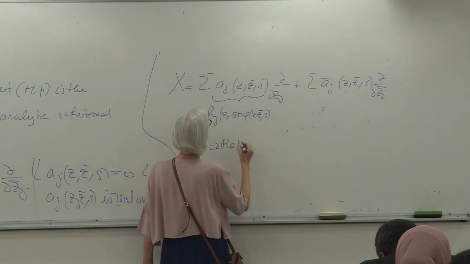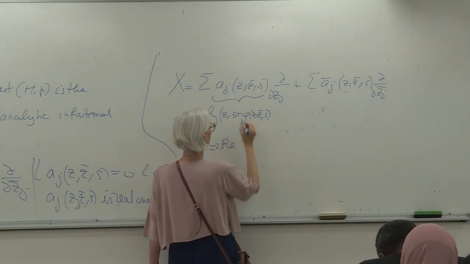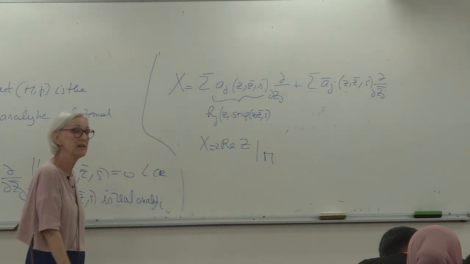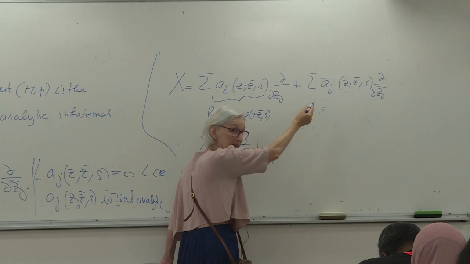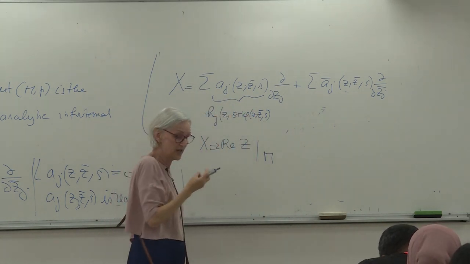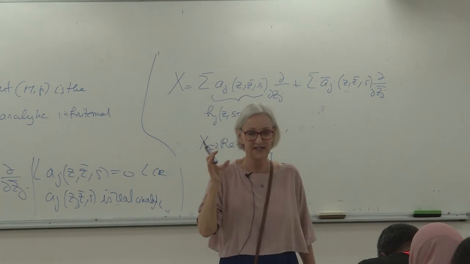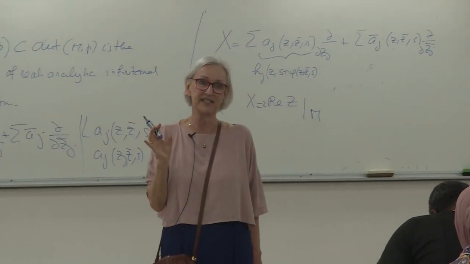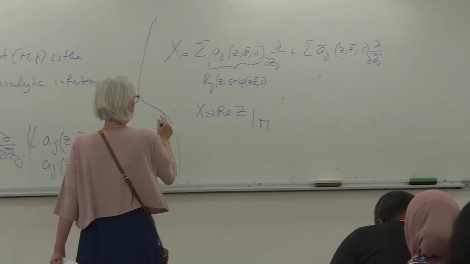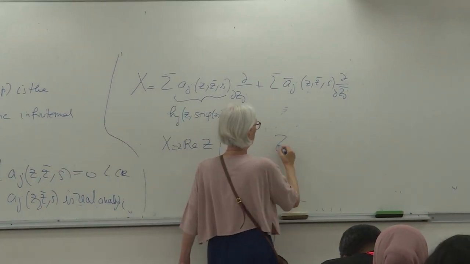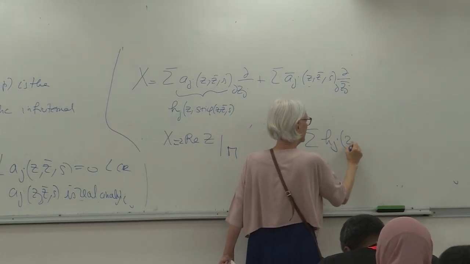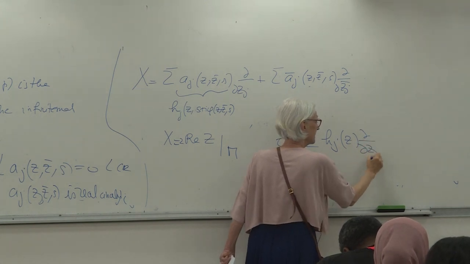This is Z, restricted to M. Because you have this plus the bar. And A_j is a holomorphic function at the point z, s plus i phi(z, z bar). So what is the candidate for Z? So Z, you take Z equal to summation A_j(z) ∂/∂z_j.